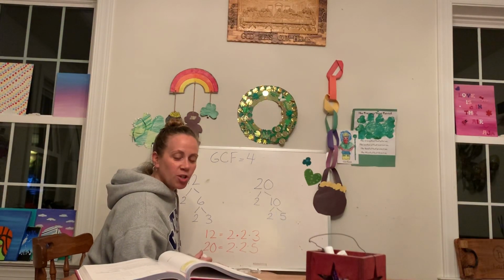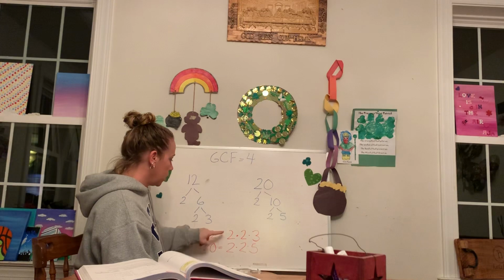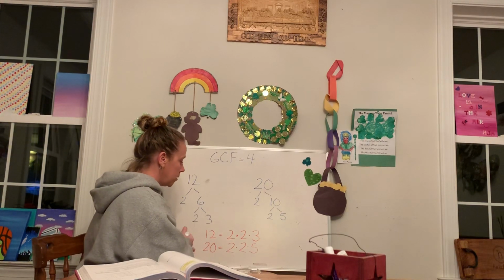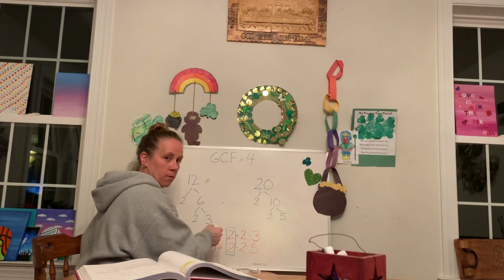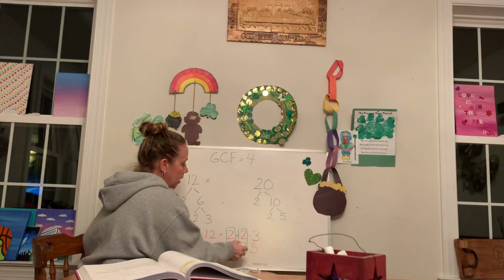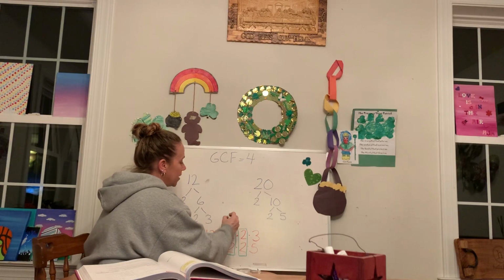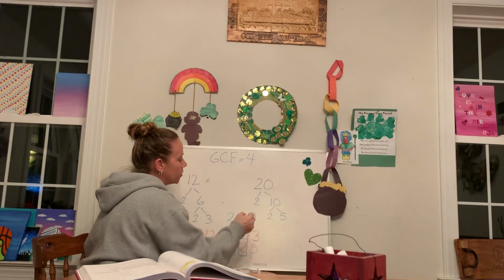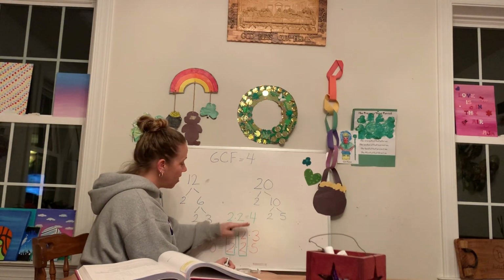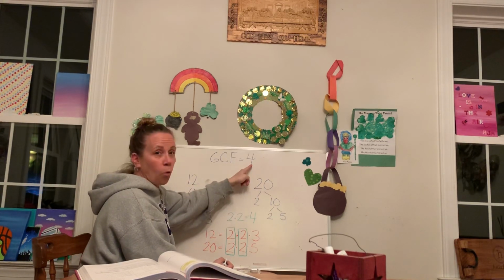So then what you're actually going to do is you're going to choose factors that show up in both the 12 and the 20. So I'm going to take this 2, they show up in both, and I'm going to take the 2 here, they show up in both, and I multiply them. So I'm going to take the 2 times the 2, and I have found the greatest common factor this way. Greatest common factor of 12 and 20 was 4.